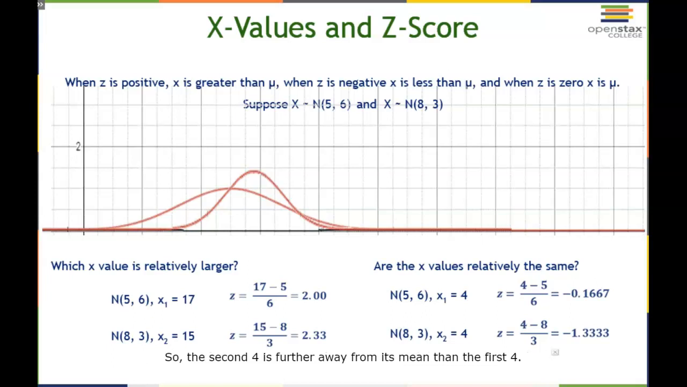So the second 4 is further away from its mean than the first 4. So negative 1.333 is a much larger distance from its mean than negative 0.1667. So are they relatively the same? No, they're not.